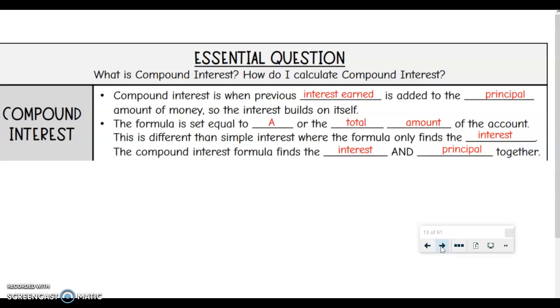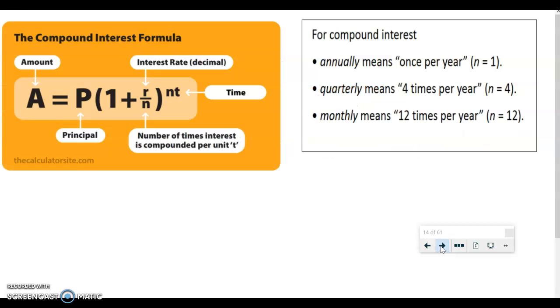All right, so next I'm going to tell you about what the compound interest formula is. So here is the compound interest formula. It's A is equal to P times (1 plus R over N) raised to the N times T. Okay, A equals the amount, P equals the principal, R is equal to the interest rate, which is converted to a decimal, and N is the number of times compounded, and T is the total number of years.